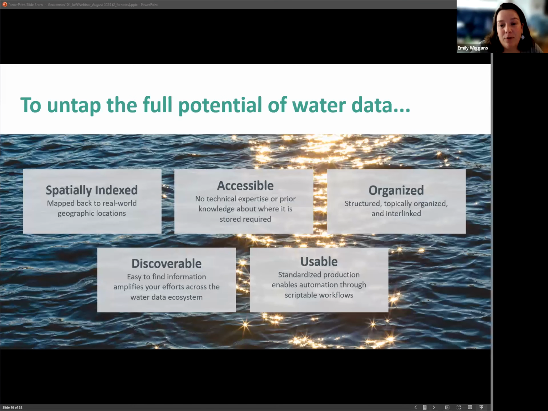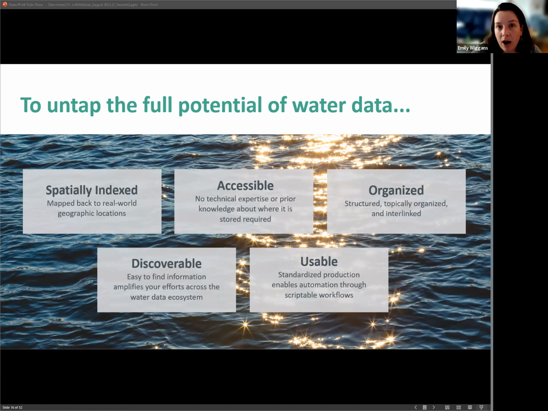So to unlock the full potential of this Geoconnex system, we need water data that is spatially indexed, so mapped back to the real world locations where these data are collected or related to, accessible data where anyone who's interested in it can get the data. You don't need any particular expertise. The data needs to be organized. So as I've mentioned, it needs to be structured properly so both humans and machines can read it, topically organized so you can search for it easily, and interlinked to each other.